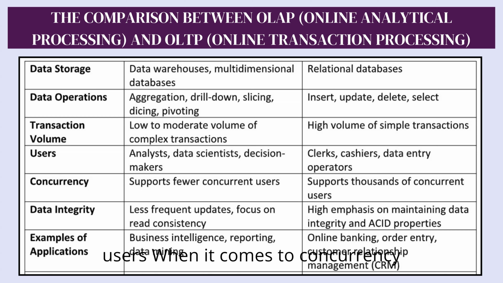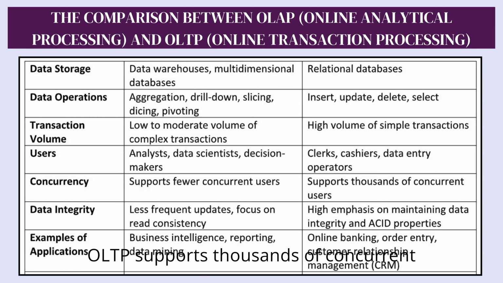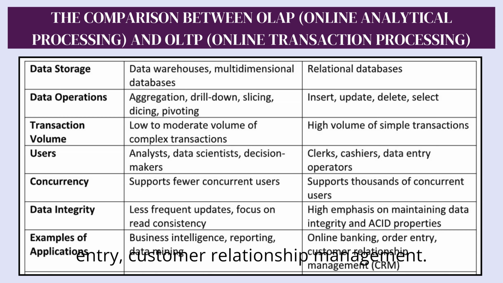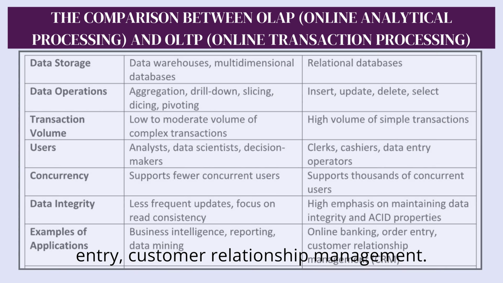When it comes to concurrency and data integrity, OLAP supports fewer concurrent users and less frequent updates, with a focus on read consistency. Example applications are business intelligence, reporting, and data mining. Whereas OLTP supports thousands of concurrent users, with high emphasis on maintaining data integrity and ACID properties. Example applications are online banking, order entry, and customer relationship management.